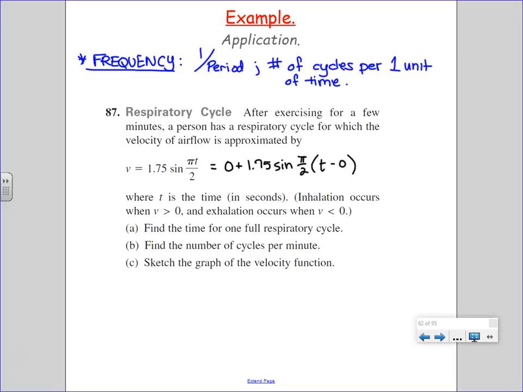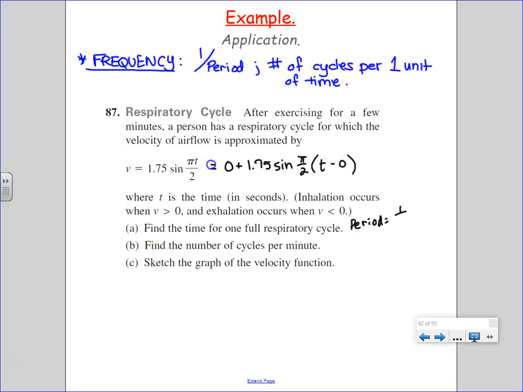Where t is time in seconds, inhalation occurs when v is greater than 0. And exhalation occurs when v is less than 0. Okay. Find the time for 1 full cycle. Oh, wait, hold on. 1 full cycle. What's that another word for? How much time for 1 full cycle? Period. Oh, well, hold on. We have a formula for that. What's the period?